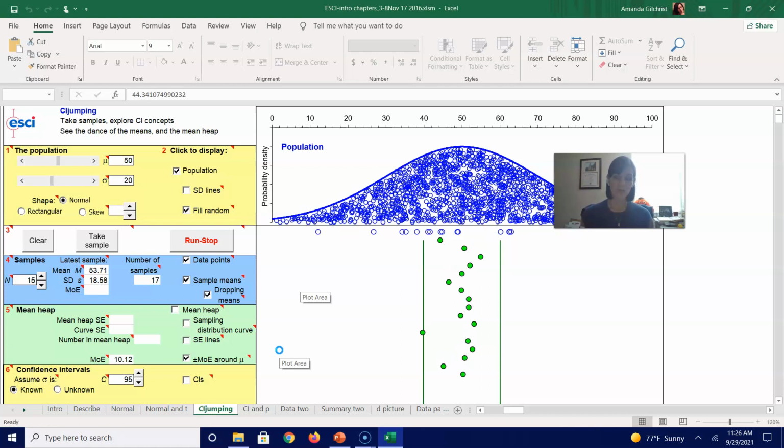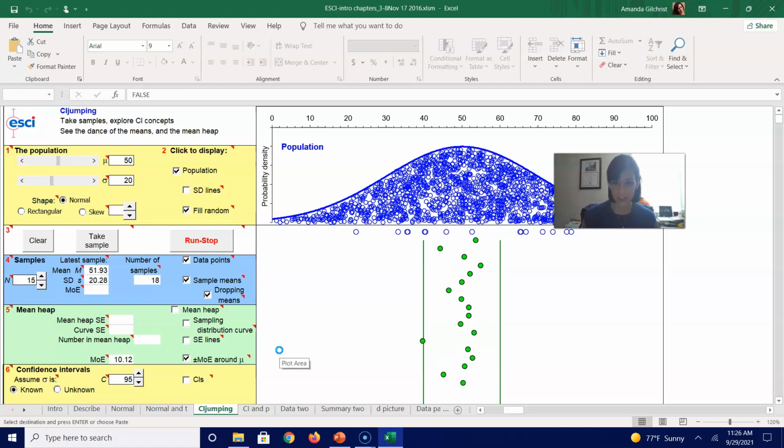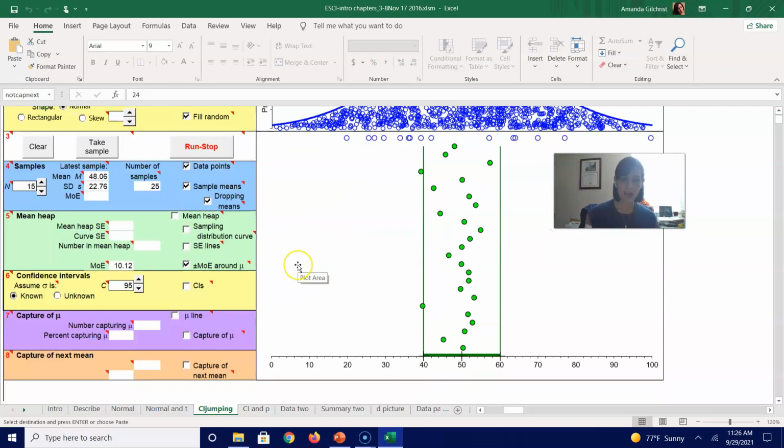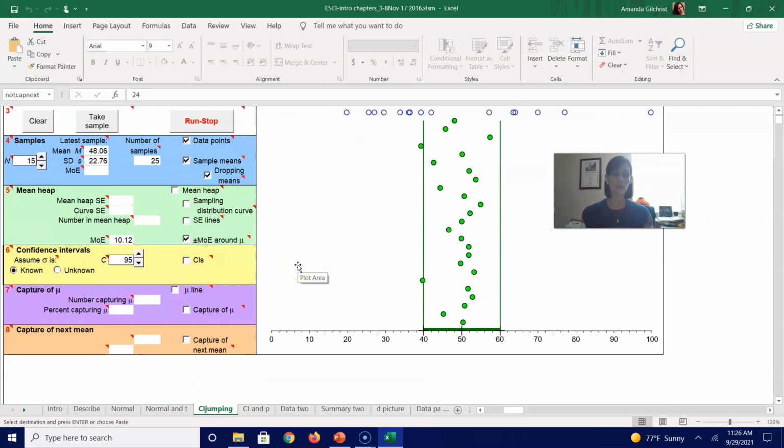So we'll just kind of watch a few more, and I would encourage you to try this yourself. And again, the directions for this are on page 103 of your textbook. Okay, so there's another one that we have. I'm going to go ahead and stop it. And it did stop. You can see that we took about 25 samples. Really, only about 2 of our repeated samples fell outside of our margin of error.